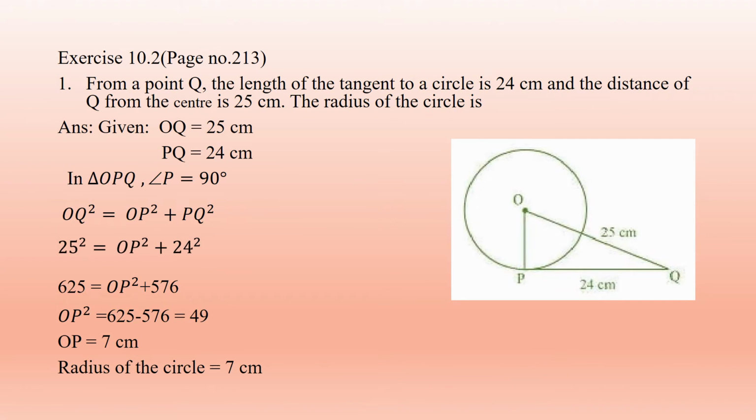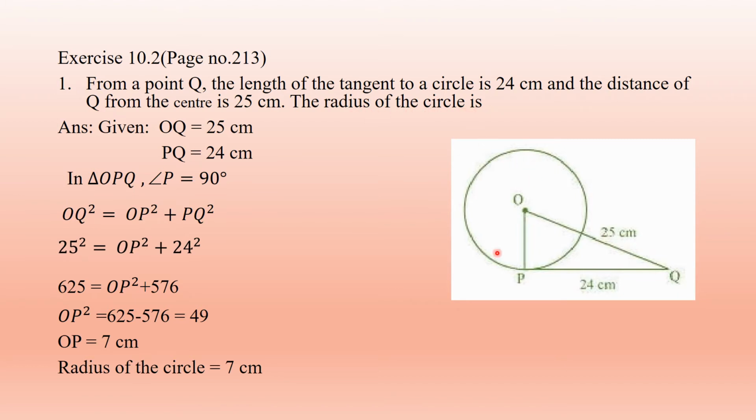Exercise 10.2, page number 213. From a point Q, the length of the tangent to a circle is 24 cm. So, we can see the point Q lying outside the circle and PQ, which is the tangent, is 24 cm. And the distance of Q from the center is 25. We can see a circle with center O and the distance between O and Q is 25 cm. Find the radius of the circle.